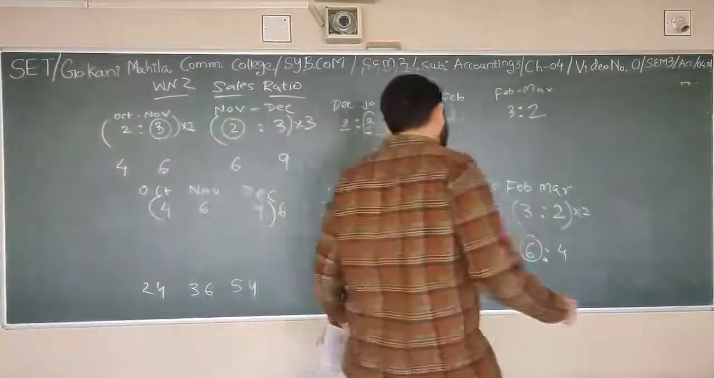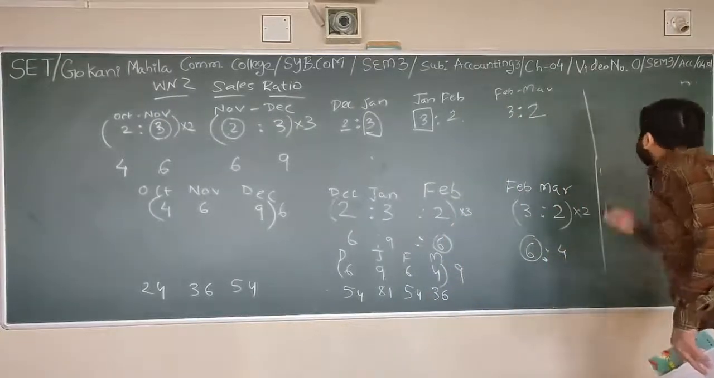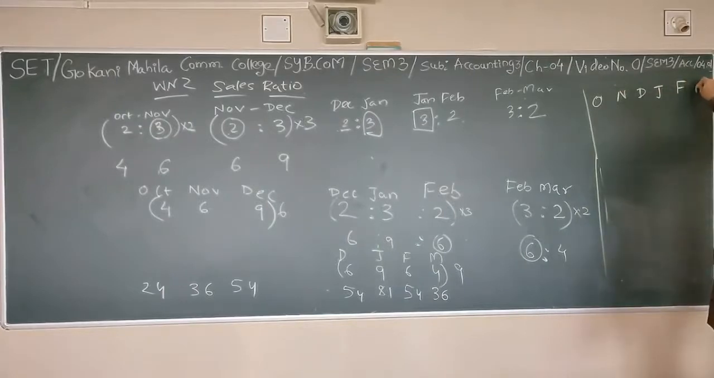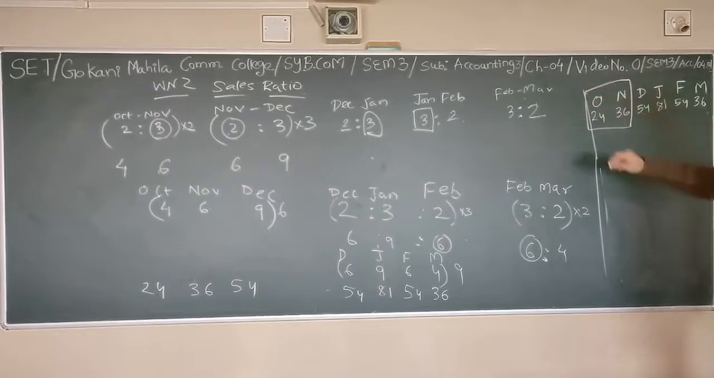So the final ratio will be October, November, December, January, February, March. The final thing is 24, 36, 54 is common in December, both 81, 54, and 36. Now, this is going to be our pre-period, October, November, and December, and January to March is going to be our post. This is pre, this is post.